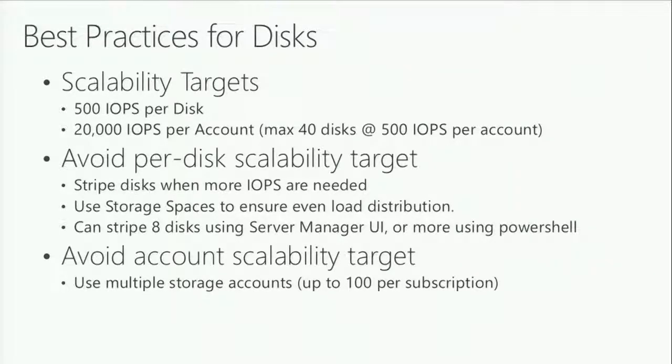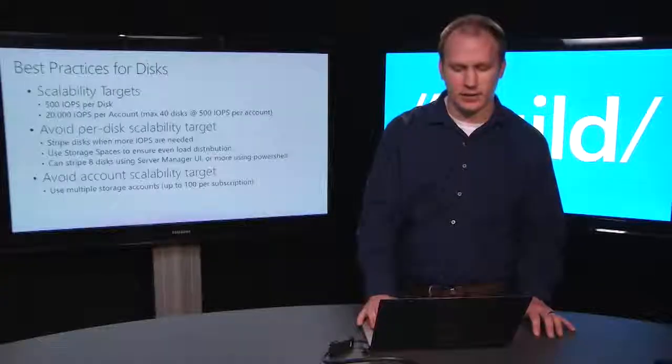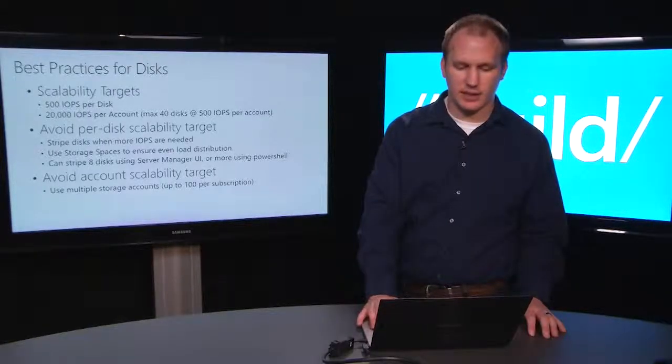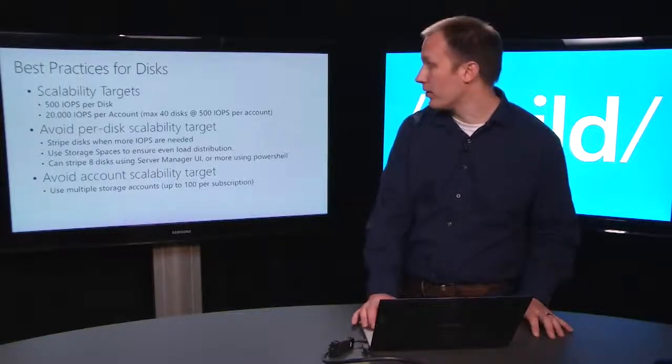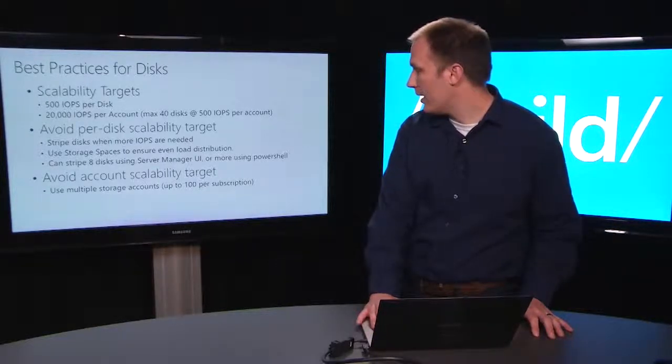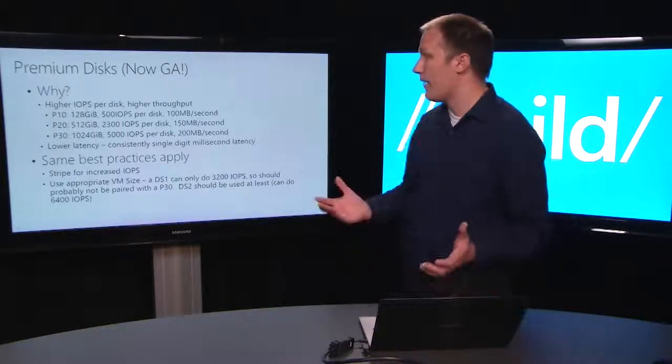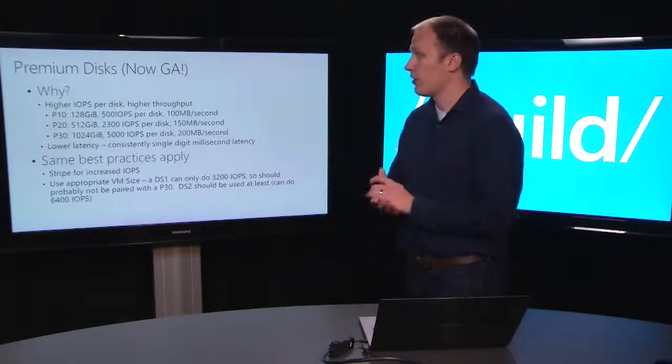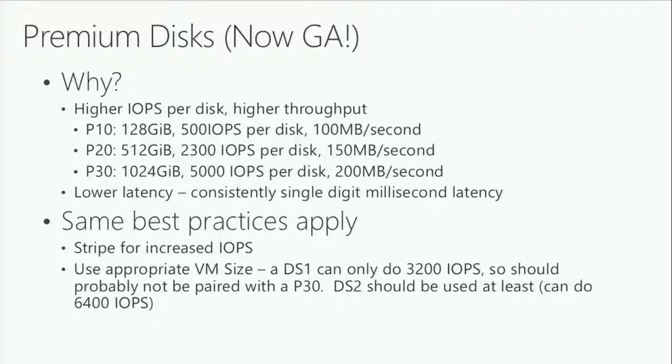Avoiding the per disk scalability target, best practice for that is striping disks. You can use storage spaces to ensure even load distribution, and you can stripe up to 8 disks easily. Even using PowerShell, you can go even more than that. So definitely stripe disks if you're going to be going anywhere beyond that 500 IOPS to make sure that you get good performance. We also have premium disks now generally available, ready for your use.